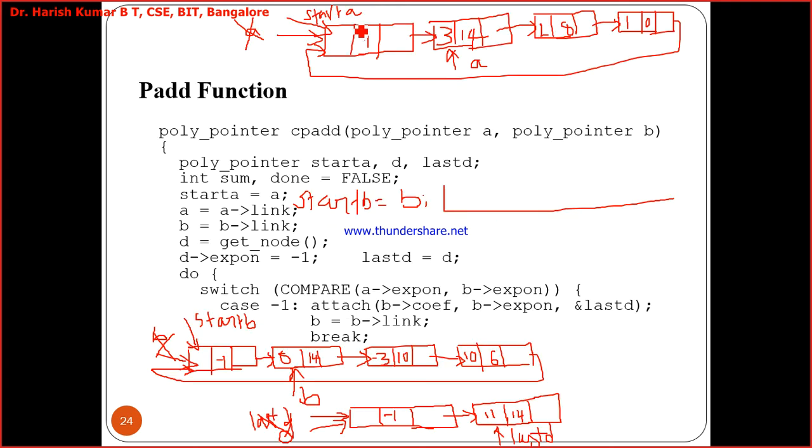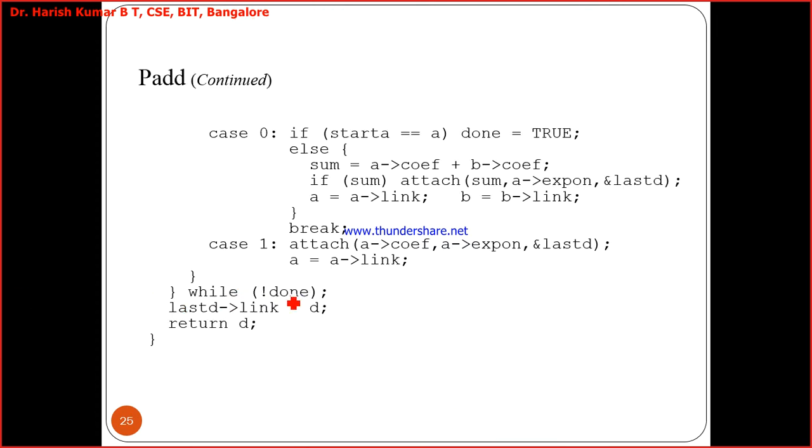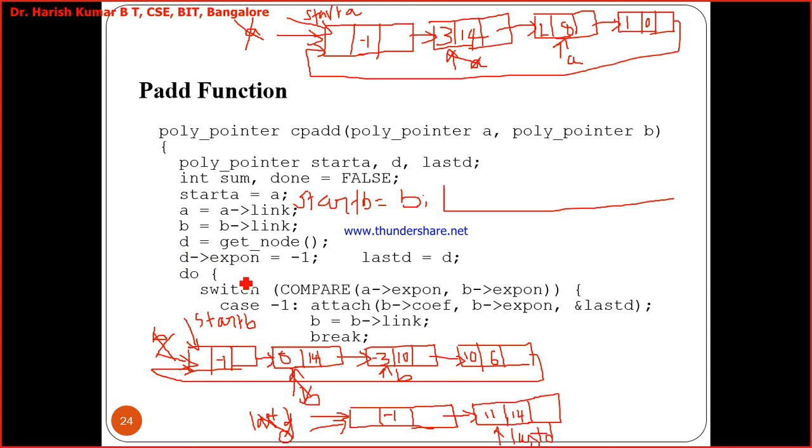What happens? So A was pointing here, I'm done with this node. So now A is incremented and points here. A is pointing to this, and similarly B is also incremented and made to point to this. Next, while not done, you'll check. Done is still false, so while not of false is true, it comes to this again.